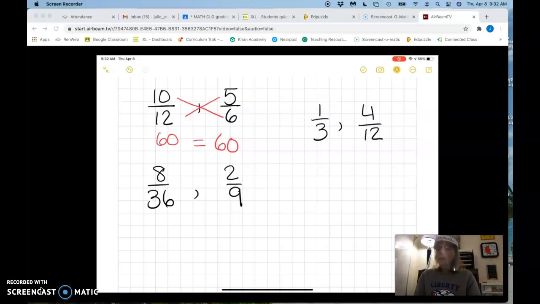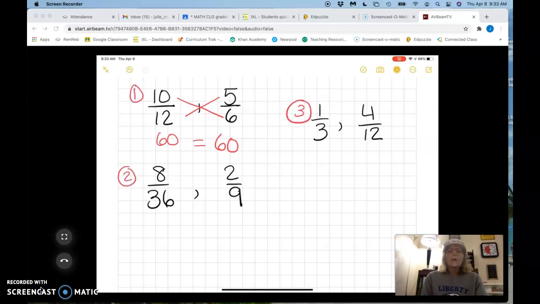Now some of these fraction pairs have a pair that is in simplest form. And one of them has a pair that's not in simplest form. So right now I want you to talk to your partner and figure out if you can tell which ones are in simplest form, there's two, and which one is not in simplest form. Do that now.